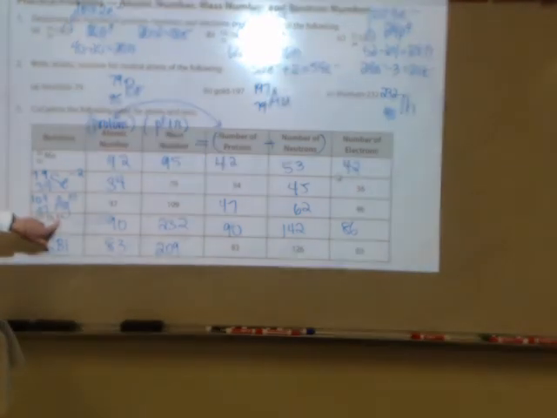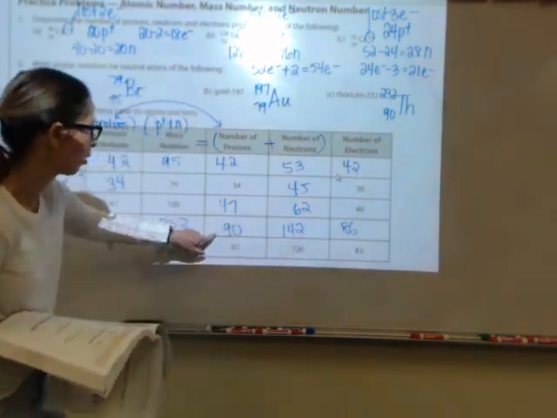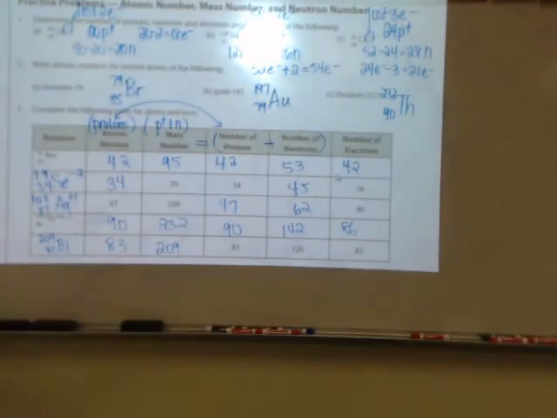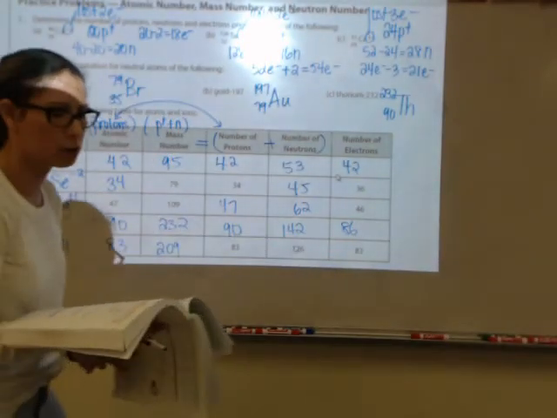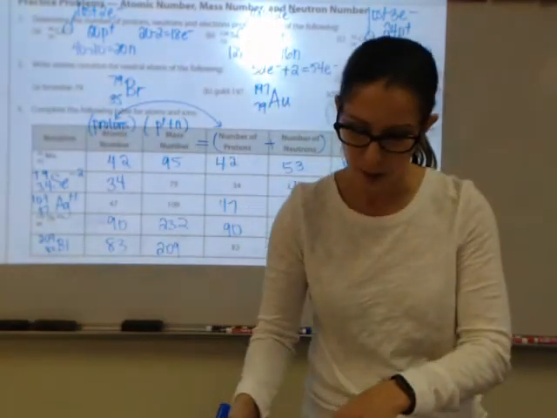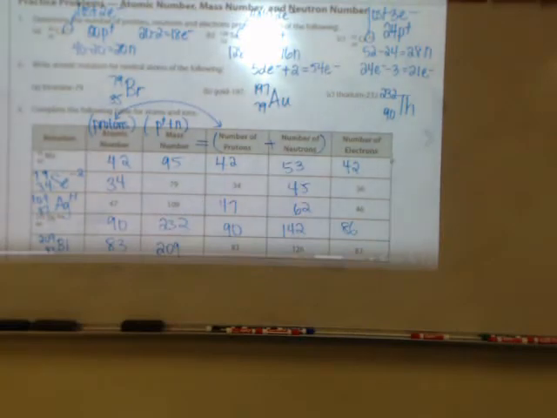The +4 charge on thorium tells me that I lost 4 electrons, which is why I have 86 electrons. That's 4 fewer than the protons. Here, my protons and my electrons are the same, which is why there is no charge on the bismuth. Let's turn the page. Let's talk about isotopes and mass spectrometry.